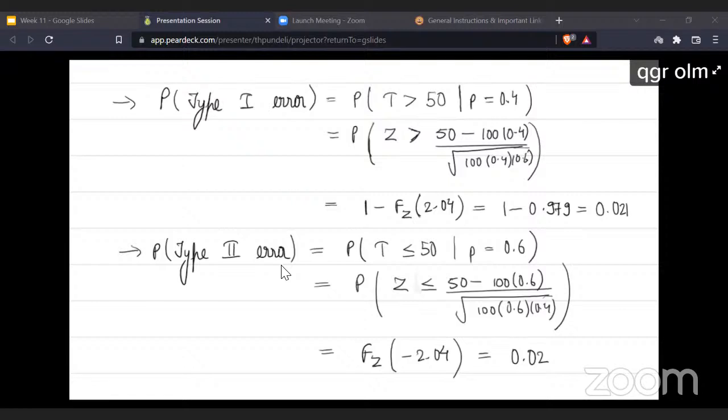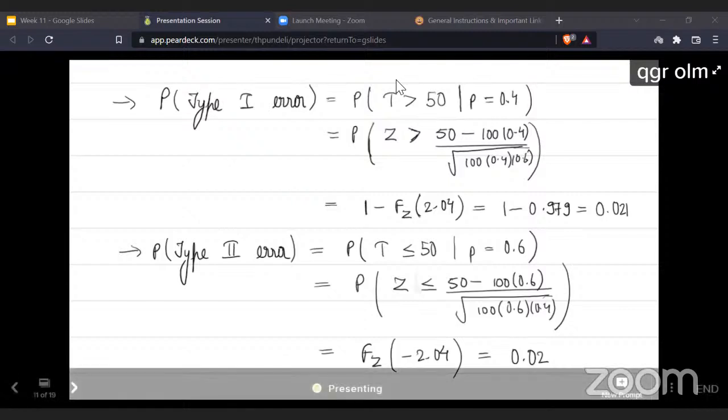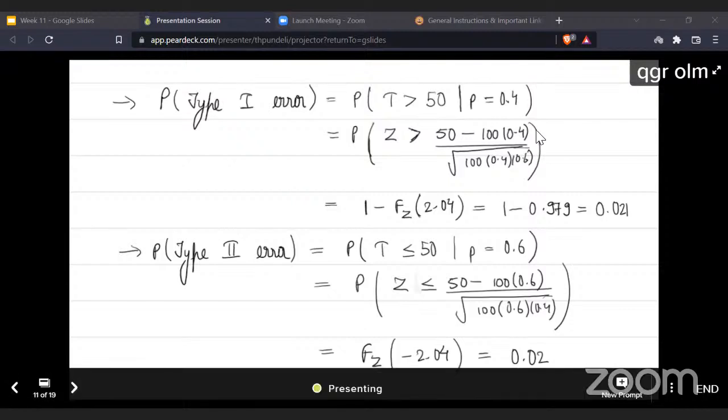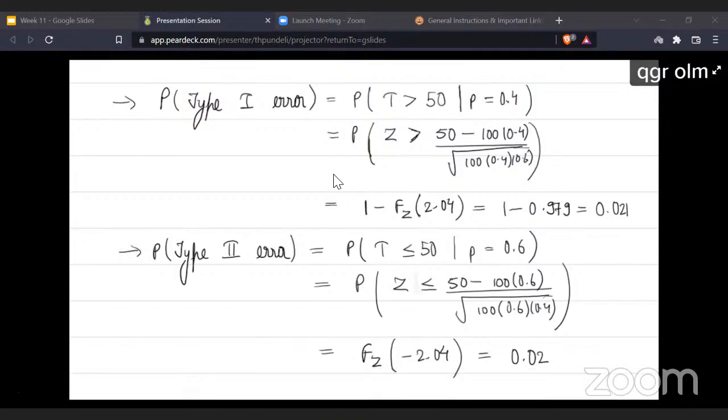And ma'am, what should we take our significance level to be? Got it, ma'am. I'm just asking, what do we do now? Did we reject the hypothesis or accept it? I'm not getting clear on that. Okay, so here we did not ask you whether you are going to accept or reject, but still you can check this.